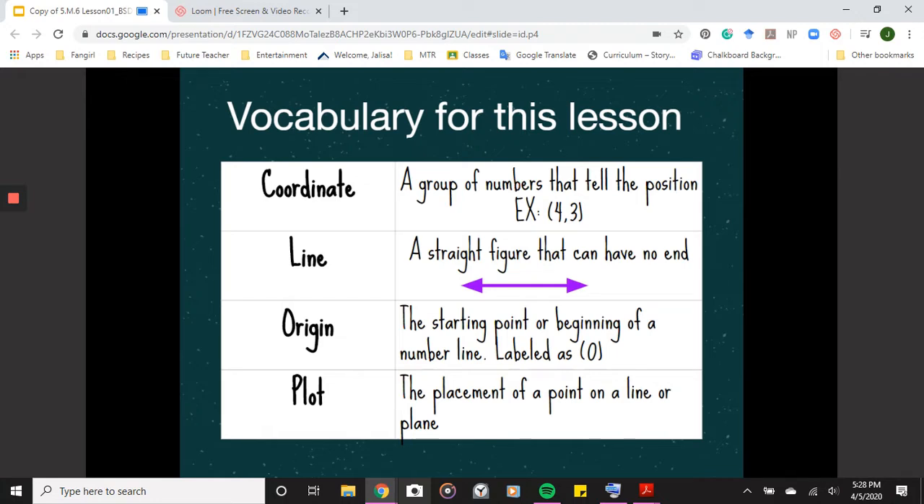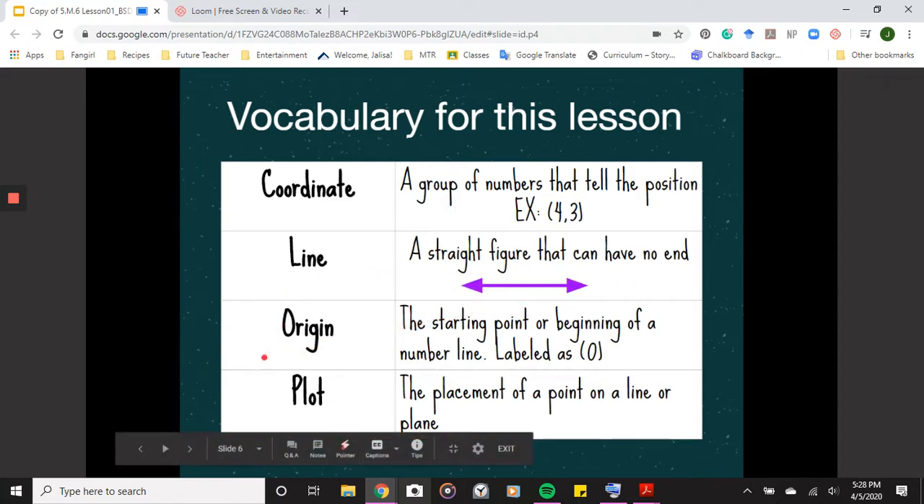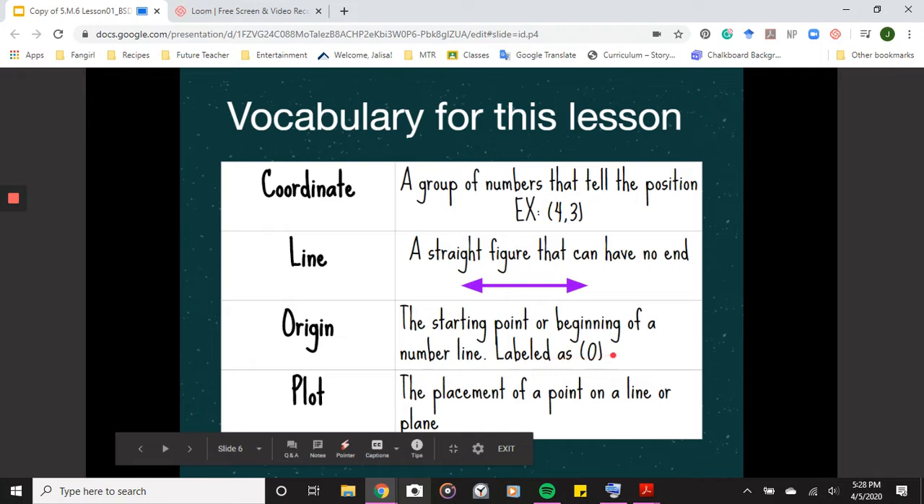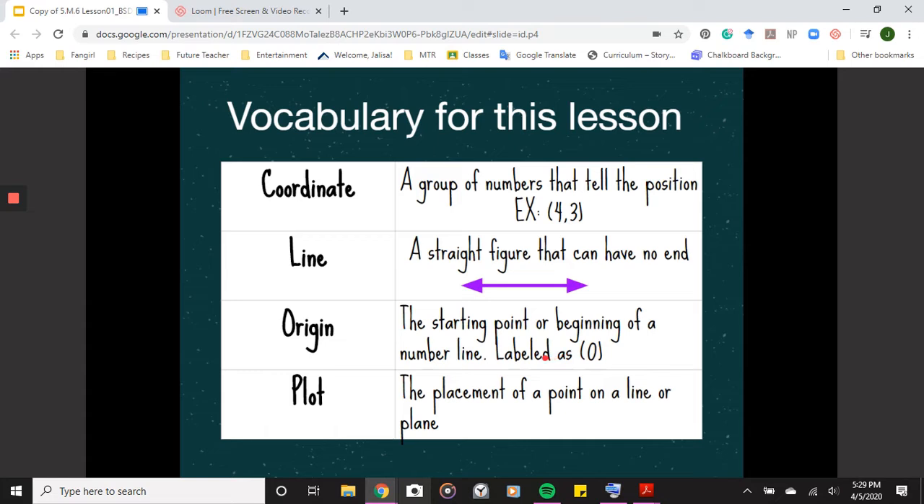All right. Our next word is line, and the definition of it is a straight figure that can have no end. That means it continues all the way one way and all the way the other way, forever and ever. Our next word is origin. Now, the origin is the starting point or beginning of a number line. Because we are working with number lines today, our coordinate for our origin is just 0, or (0, 0). It's just the beginning of our number line.